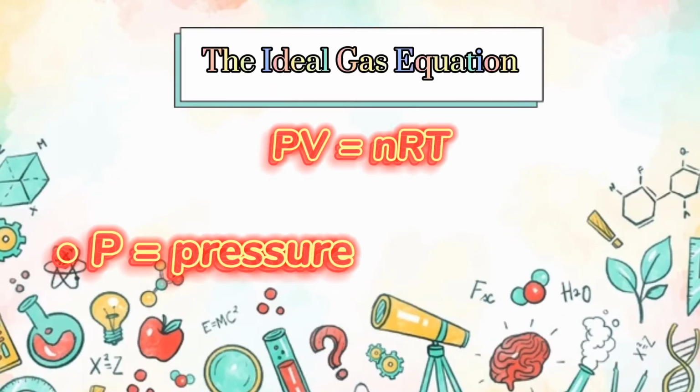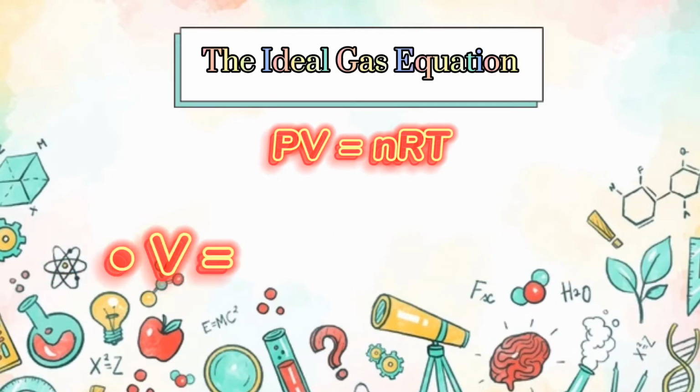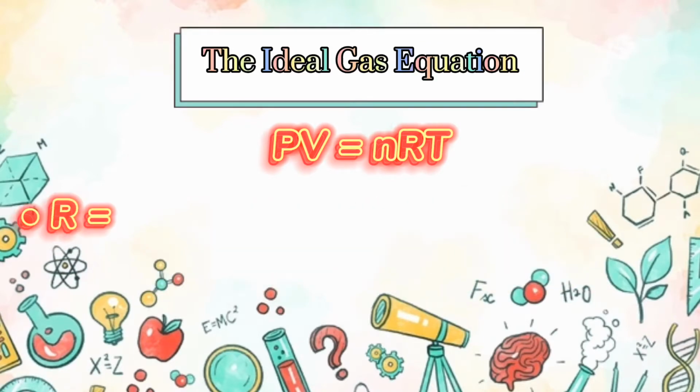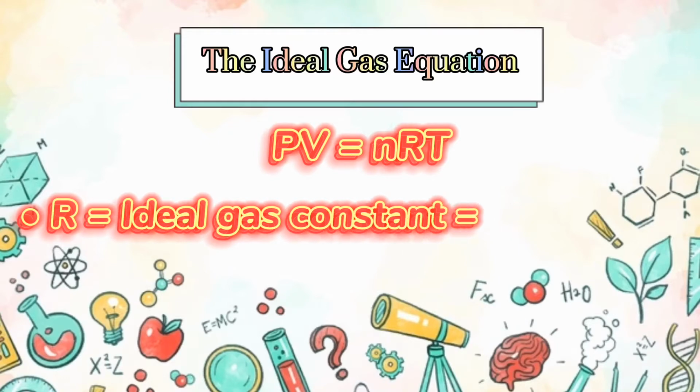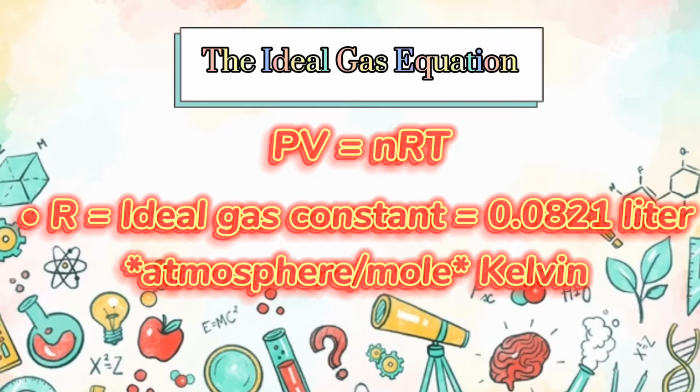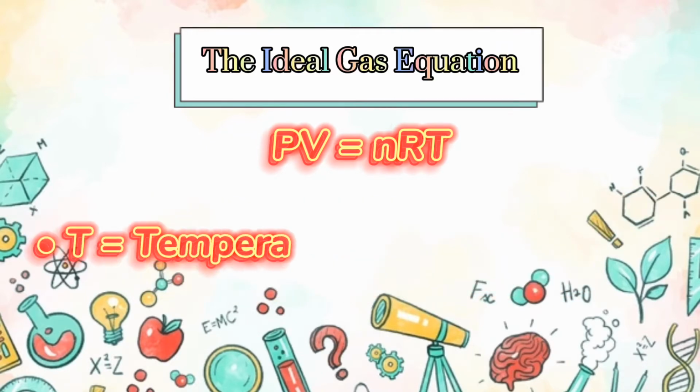P equals pressure in atmospheres, V equals volume in liters, n equals moles, R equals the ideal gas constant, which equals 0.0821 liters atmosphere per mole Kelvin. T equals temperature in degrees Kelvin.